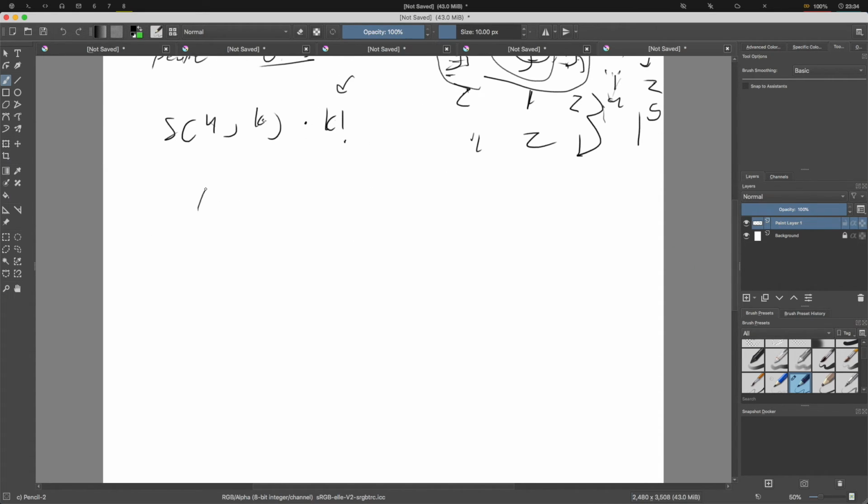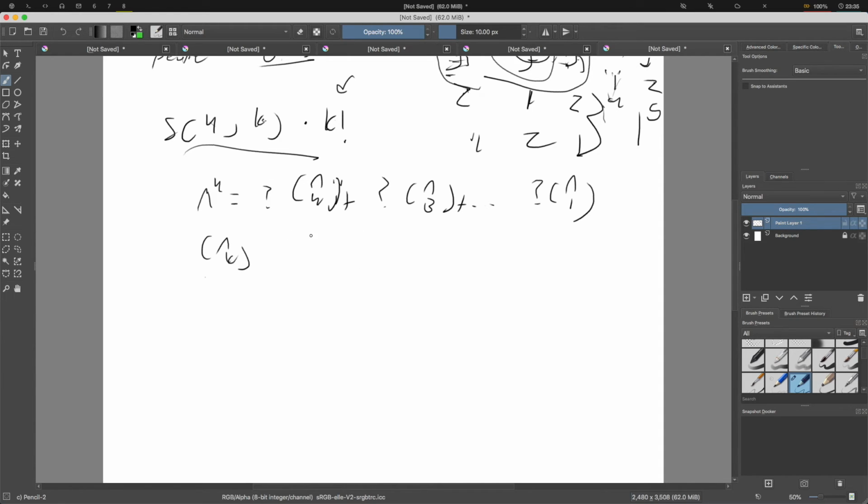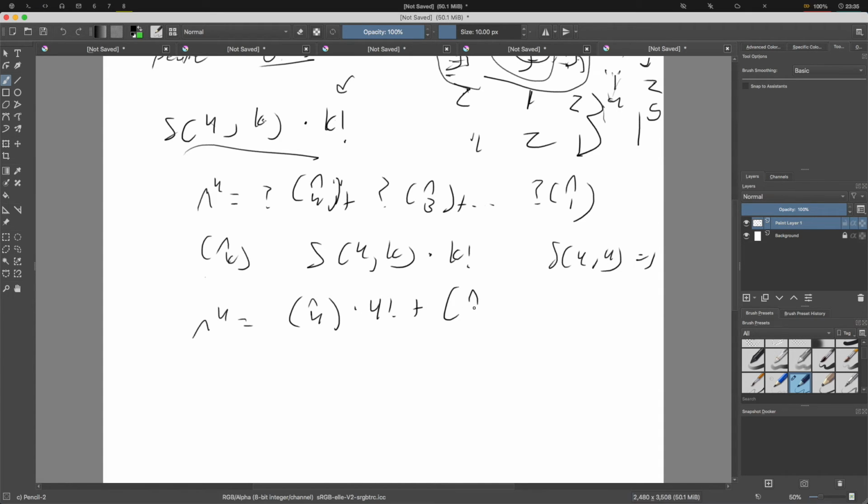Anyways, let's go back to our original problem. We were trying to write n to the fourth as something times n choose 4 plus something times n choose 3, and so on until something times n choose 1. I'm saying that for the case n choose k, the number of strings is actually the Stirling number of 4 k times k factorial. So n to the fourth is n choose 4 times, there's only one way to put 4 people into a group of 4. You just put them all in the same group. So this is going to be 4 factorial, plus n choose 3.